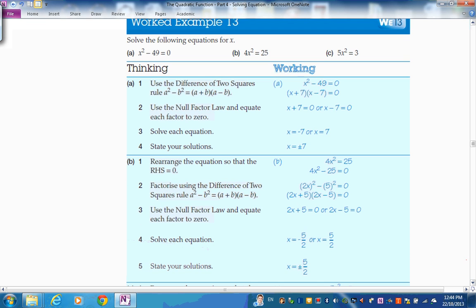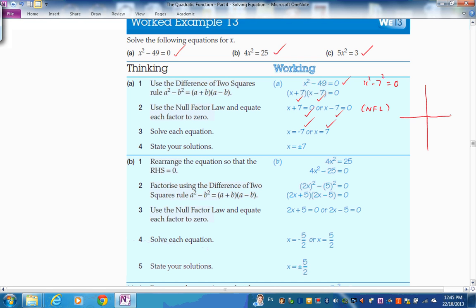Here's some that might be perfect squares. X squared take 49 is 0. 4x squared equals 25. 5x squared equals 3. First of all, let's get 0 on the right-hand side. That's all right. X squared take 49. So x squared, that's x squared take 7 squared, isn't it? So we can use x plus 7 by x take 7. Therefore, the first factor is 0, or second factor is 0 by the Null Factor Law. So x is neg 7 or 7. And we can do the graph of that one. But we could have done that one already, couldn't we?